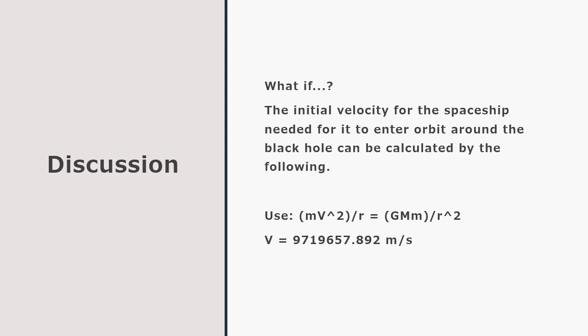All right, so the initial velocity the spaceship needs to enter orbit around the black hole can be calculated by doing the following. We're basically using the m v squared over r formula, which equals the universal gravitational formula, and that velocity would be 9.71 times 10 to the power of, I believe, 6 or 7 meters per second.